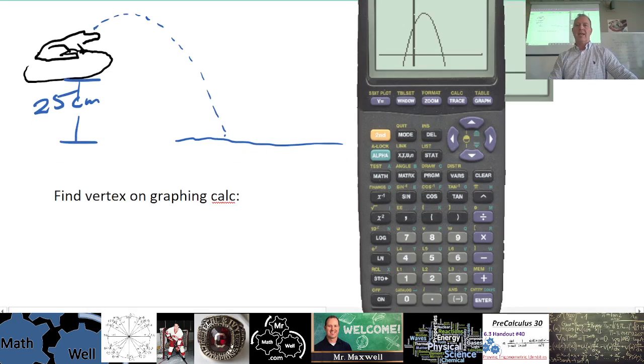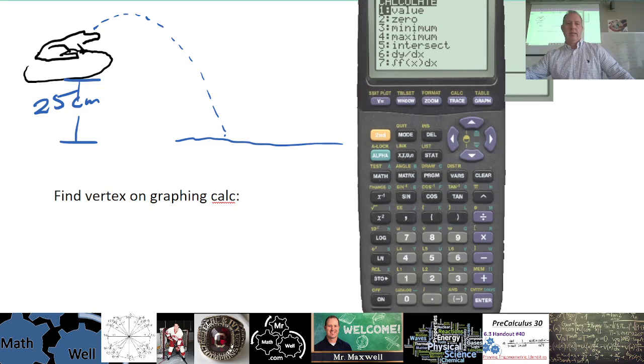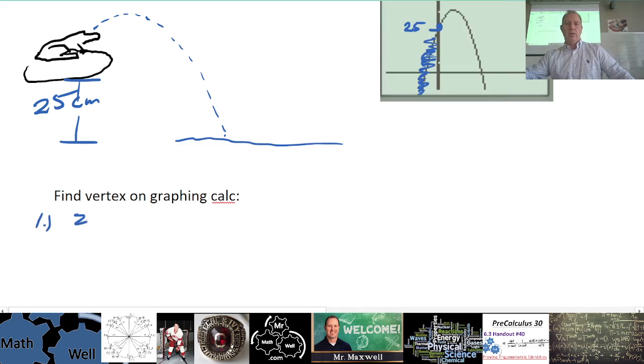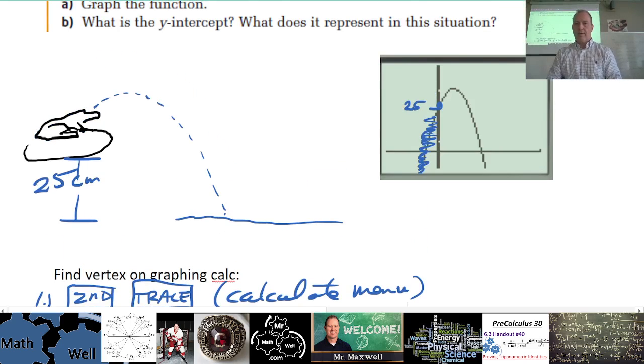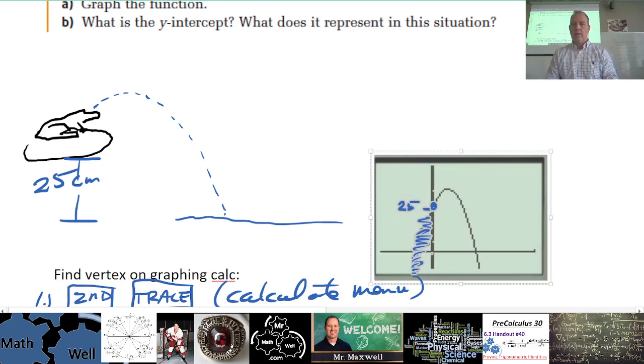To find the vertex, what you want to do is hit second function, calculate. So do second function, and then it's the trace button actually. And that's the calculate menu. Okay, and this is the graph that we have here, right? That's what this graph actually looks like on the calculator.